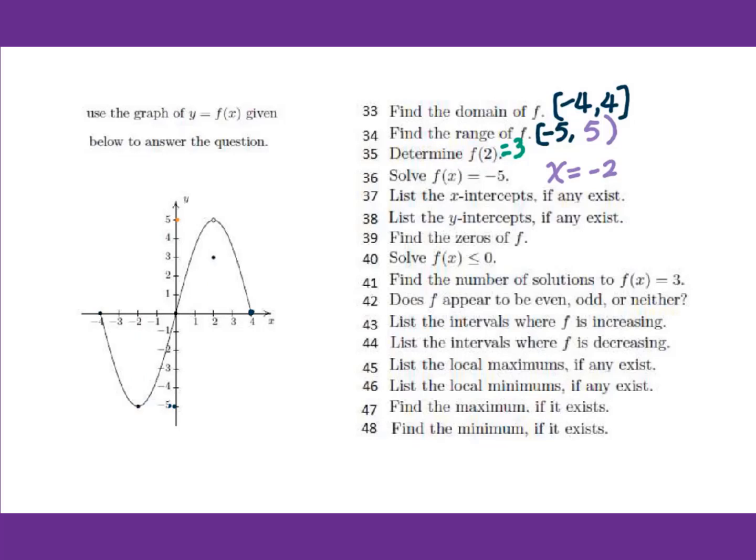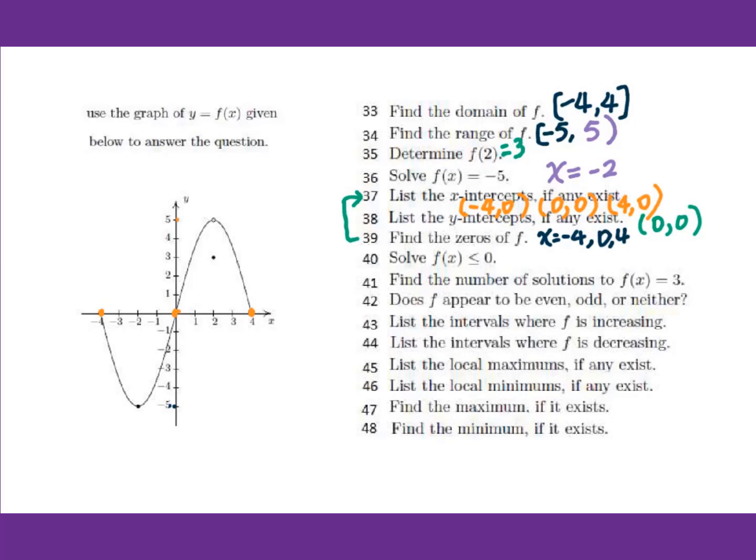List the x-intercepts. That's 1, 2, 3. So we got -4, 0, and 0, 0, and 4, 0. Y-intercept. The graph crosses the y-axis at 0, 0. Find the zeros of f. That means the x-intercepts. Therefore, x equals -4, 0, and 4.